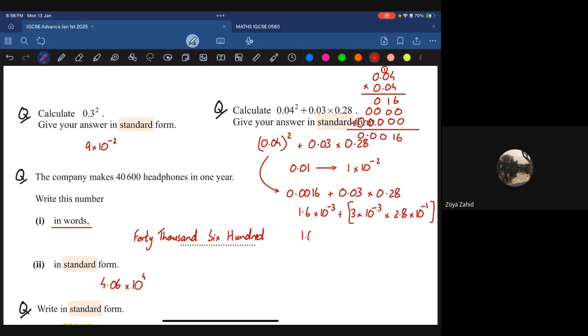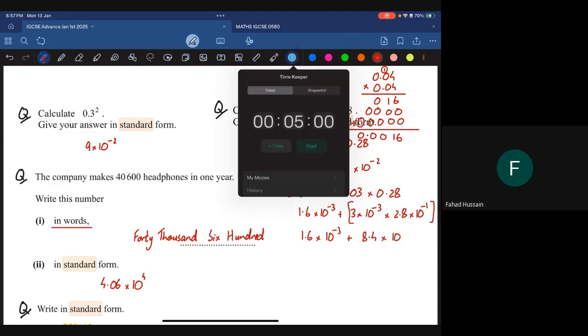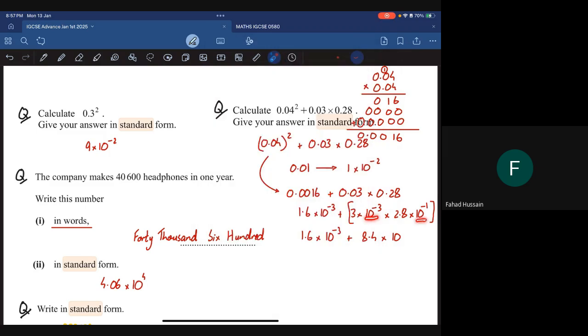So it's going to become 1.6 into 10 raised to the power minus 3 plus 3 times 2.8. Can anyone solve 3 times 2.8? 8.4. What will be the power of 10 then? Minus 4. Because when the bases are the same and are being multiplied, powers are added. So minus 3 plus minus 1 is going to give you minus 4.